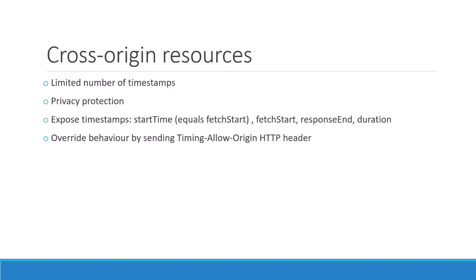One thing to keep in mind is about the cross-origin resources. Due to privacy protection and security reasons, you don't get all the timestamps, all the metrics available in there. Basically, the only timestamps that you get are the start time, which equals the fetch start, the response end, and the duration. If you use a CDN, you can override some of the HTTP headers or add your own HTTP headers. Basically, you can override the behavior by sending the Timing-Allow-Origin HTTP header, which means then that all your cross-origin resources will have all the timestamps available.